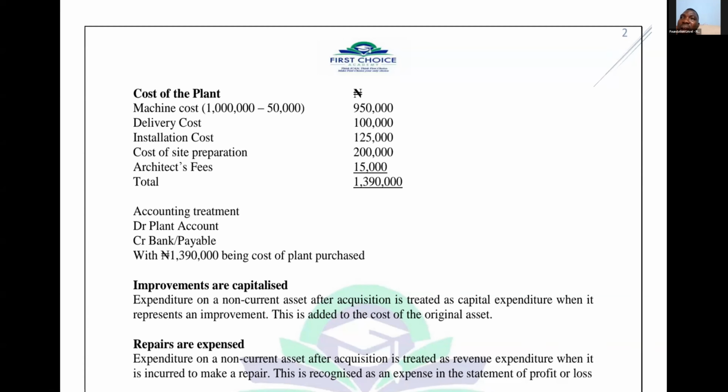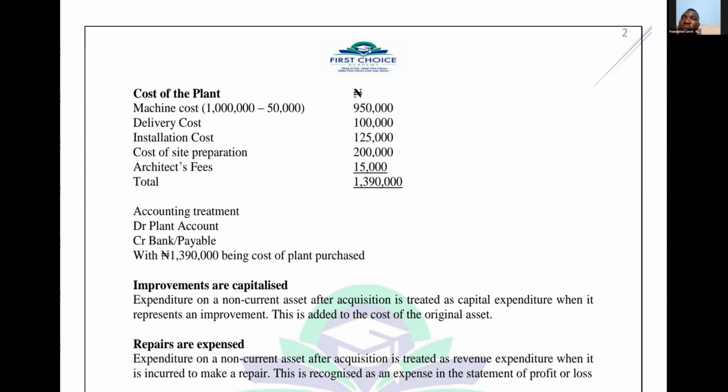That is what we know as initial measurement. IAS 16 now says that there are two methods that we can use to value our assets: the cost model and the revaluation model. For initial measurement, we use the cost model.